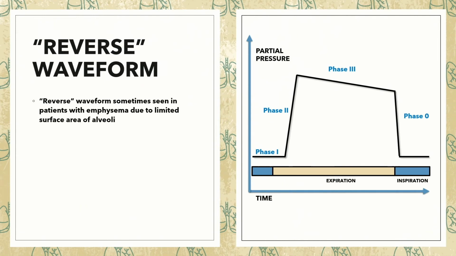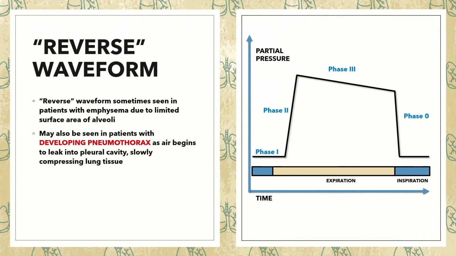This is a reverse waveform. Now, it looks kind of similar to a normal waveform, but remember during phase 3, we should have this be more positive, but in this case, it's going the opposite direction. Now, sometimes this is seen in patients with emphysema because of the limited surface area of alveoli. There's a lot of pre-existing lung damage that has occurred throughout this patient's lifetime. But more importantly, you can also see this in patients who are developing a pneumothorax, or they have a pneumothorax, but it's becoming more and more significant.